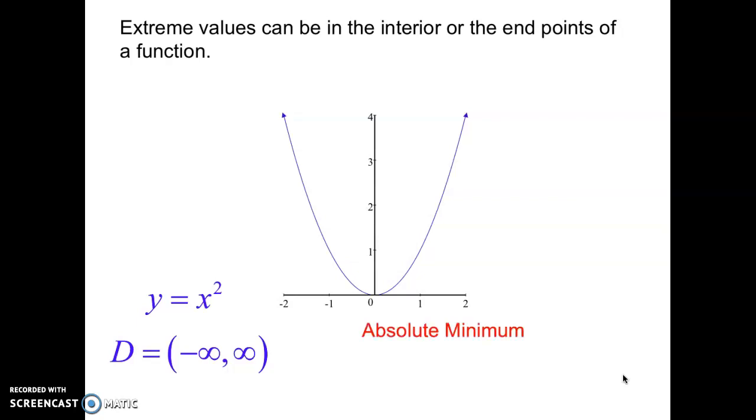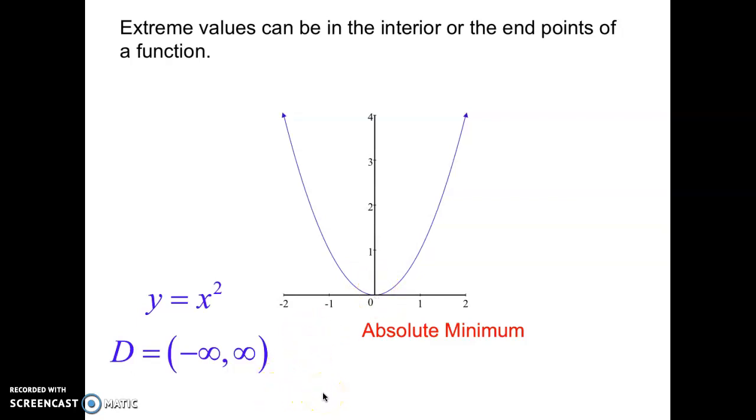I notice that this function has an absolute minimum. The absolute minimum value is 0, occurring at 0. And I want you guys to understand and listen to the interpretation here. The absolute minimum value is the output value, which is 0. And then we say, where does it occur? And we say, well, it occurs at x equals 0.